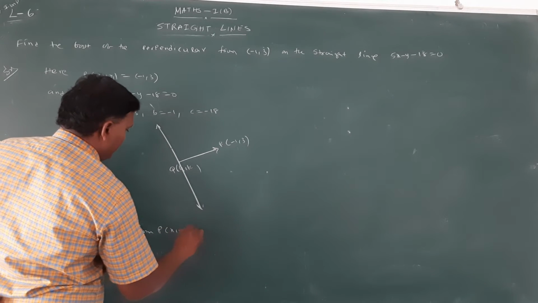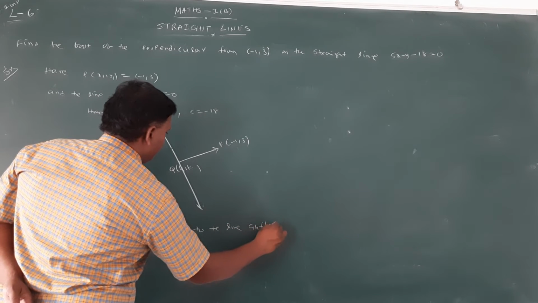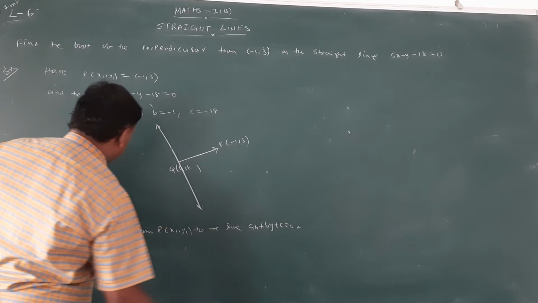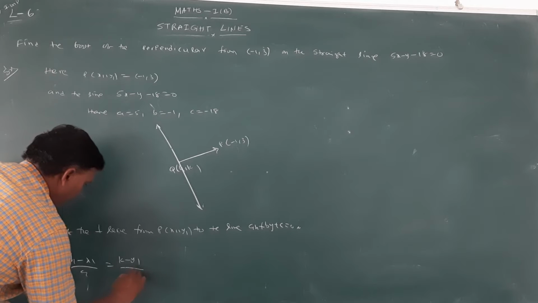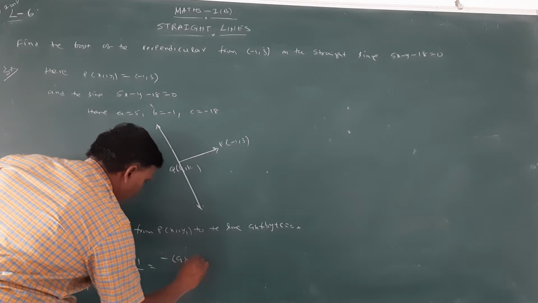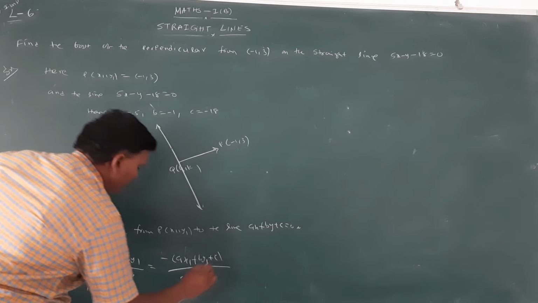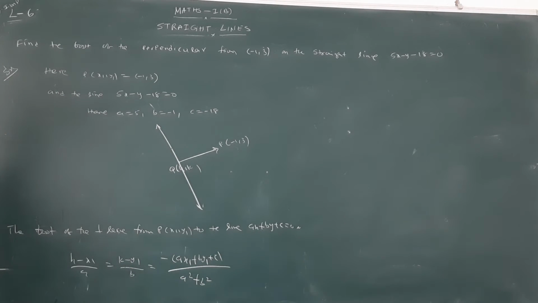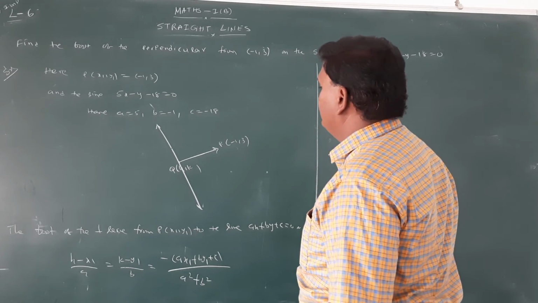The foot of the perpendicular from P(x1, y1) to the line ax plus by plus c is equal to 0 is (h minus x1) by a is equal to (k minus y1) by b is equal to minus of (ax1 plus by1 plus c) by (a square plus b square). What is the foot of the perpendicular formula? The same expression.